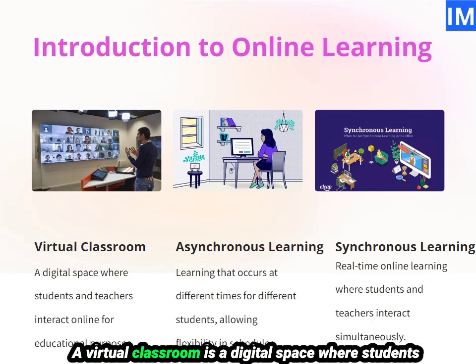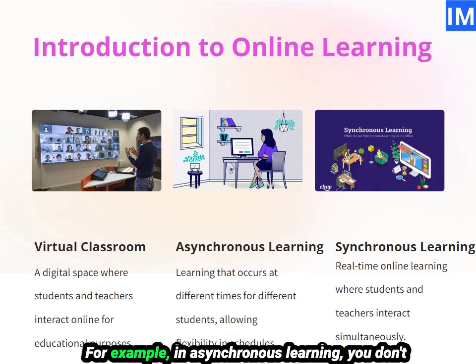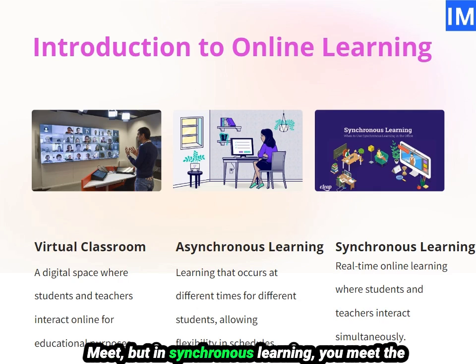A virtual classroom is a digital space where students and teachers interact for educational purposes. There are two main types of online learning: asynchronous learning, where students learn at their own pace, and synchronous, where students learn and teachers engage in real time. For example, in asynchronous learning, you don't meet with a teacher online on Zoom or Google Meet, but in synchronous learning, you meet the teacher on Zoom or Google Meet or other means.